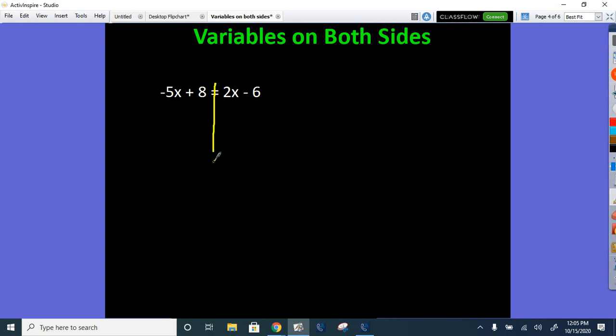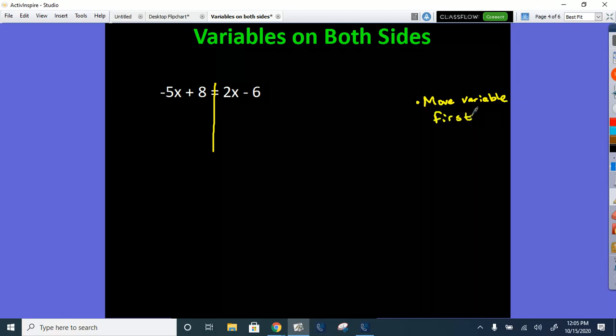Today we're going to discuss variables on both sides in these equations and how to solve them. To strategize here, I have a couple of rules that we want to follow. The most important rule is we want to move our variable first. You may not understand why yet, but I will explain that in my next video.